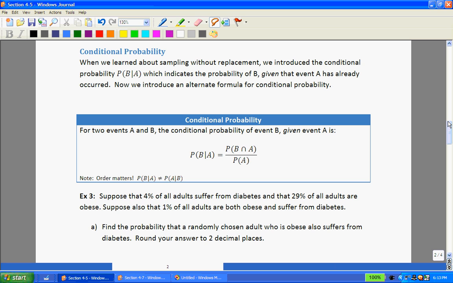Example 3. Suppose that 4% of all adults suffer from diabetes and that 29% of all adults are obese. Suppose also that 1% of all adults are both obese and suffer from diabetes.